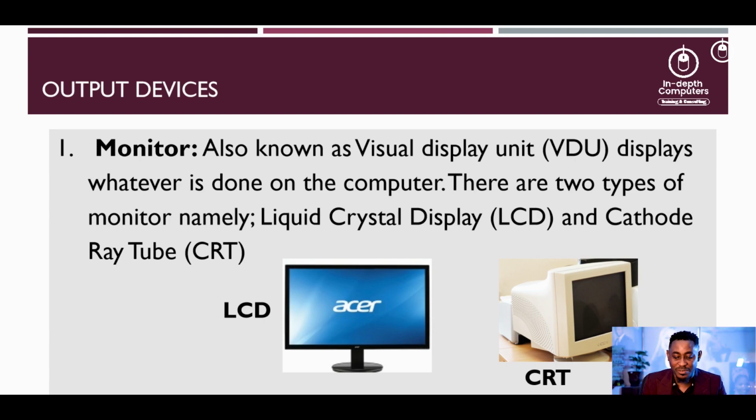And the first output device that I am going to talk about, just like you can see on my screen, is the monitor. The monitor helps us to see what we are doing. It displays everything that is happening inside the computer. So if you are typing, for instance, the monitor is what helps you to see what you are typing. That is why the monitor is an output device. And we have two types of monitor. We have the liquid crystal display, the one you call the flat screen monitor, and the CRT monitor, that's the cathode ray tube. We don't use the cathode ray tube anymore because it is long out of fashion.